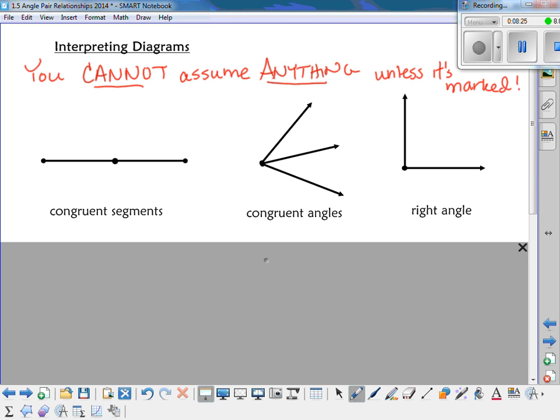Looking at this figure on the left, I can't assume segments are congruent unless those hash marks are there. Then I know that they're congruent. I can't assume angles are congruent, even if they look like they are, unless they have those two little arcs. And I cannot assume that an angle is a right angle just because it looks like it. It has to be marked with that box as a right angle.